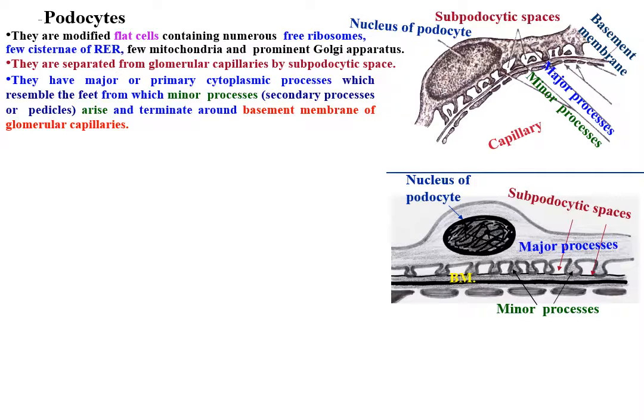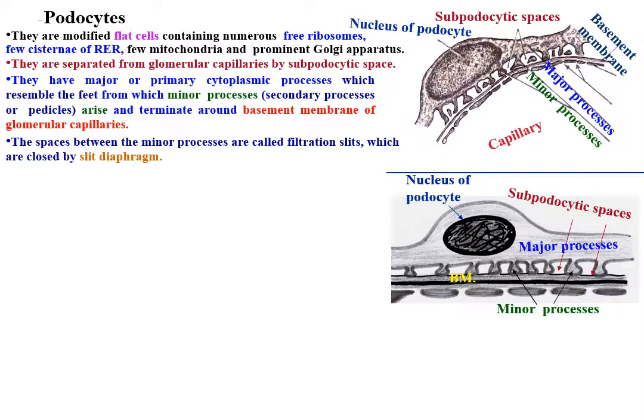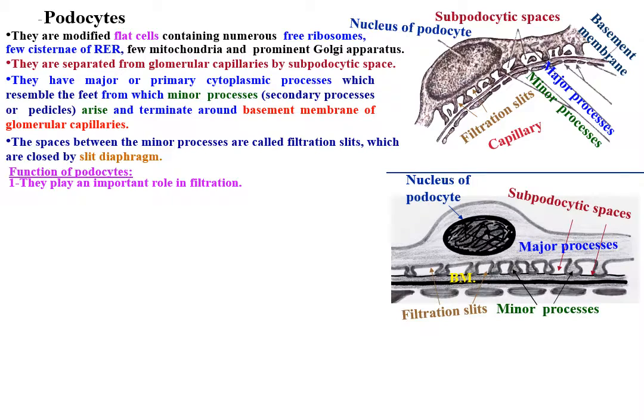The spaces between the minor processes are called filtration slits, which are closed by a slit diaphragm. Function of podocytes: they play an important role in filtration. They may be concerned with the renewal of the glomerular capillaries basement membrane.